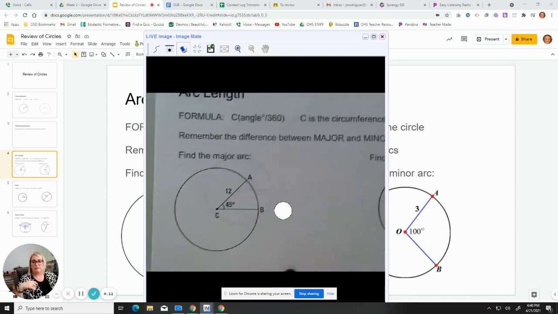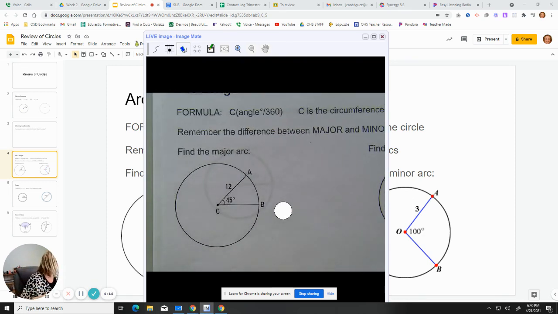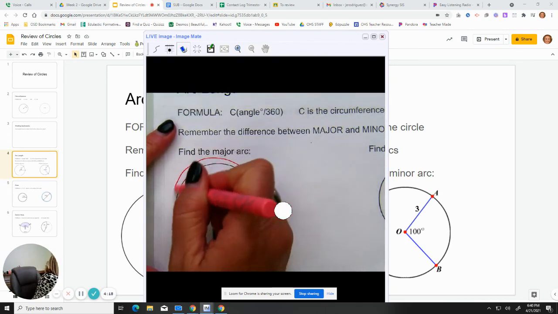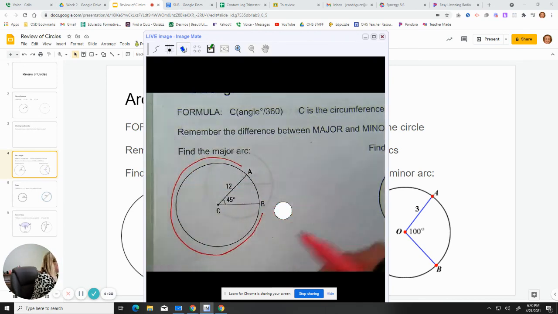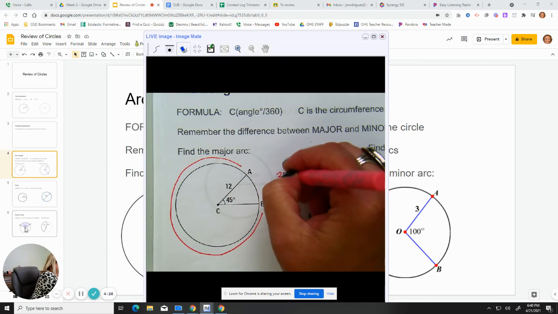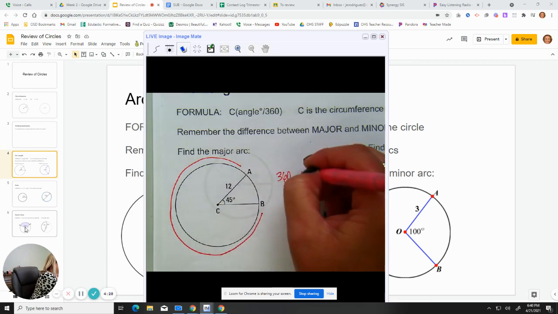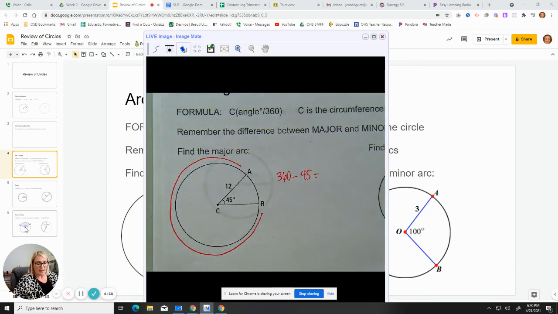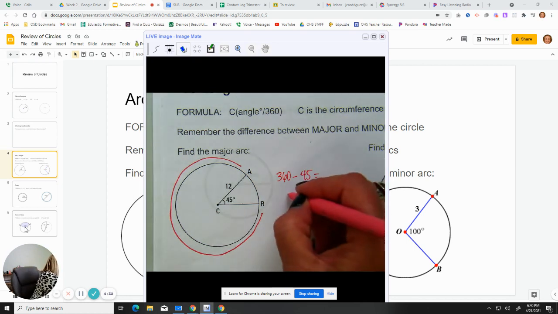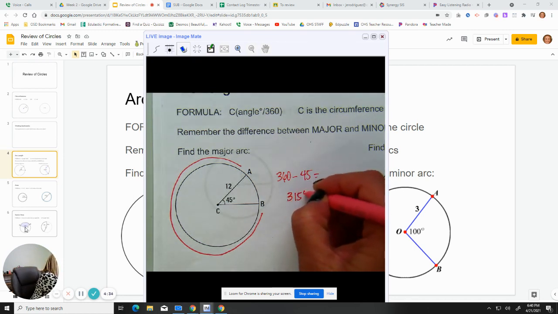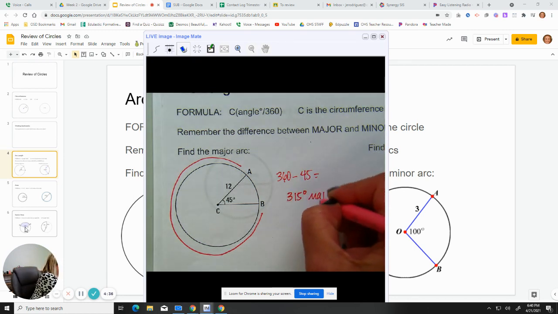Okay, so this very first one asks us to find a major arc, which means we are looking for this part of the circle. So what we need to do is take 360 degrees and subtract out the smaller part of the circle, and we should find that 315 degrees is the major arc degree.